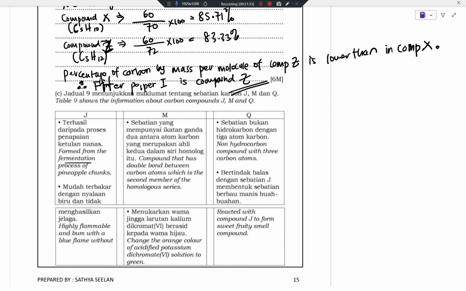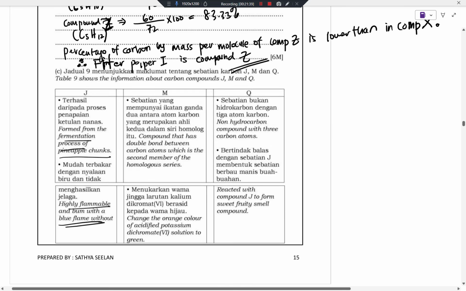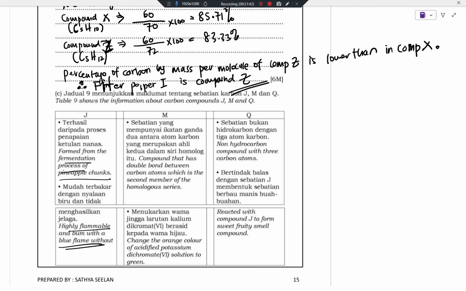Next, fermented from the fermentation process of pineapple chunk. Fermentation, alcohol production, highly flammable with blue flame without soup சொல்லணும், அங்க வரல அது. Okay, this one definitely alcohol. Compound that has double bond with carbon atom, alkene. Okay, this one alcohol.